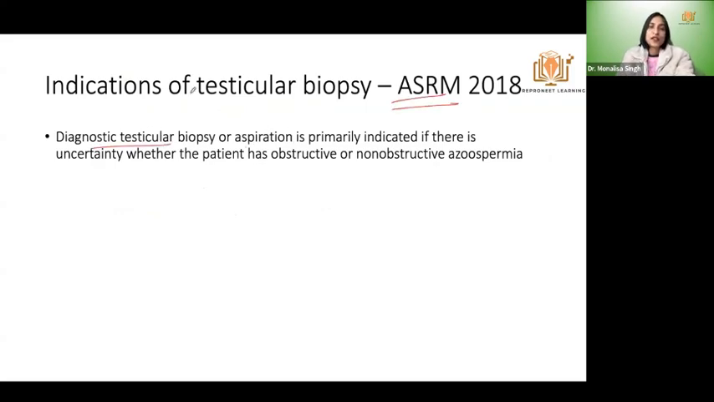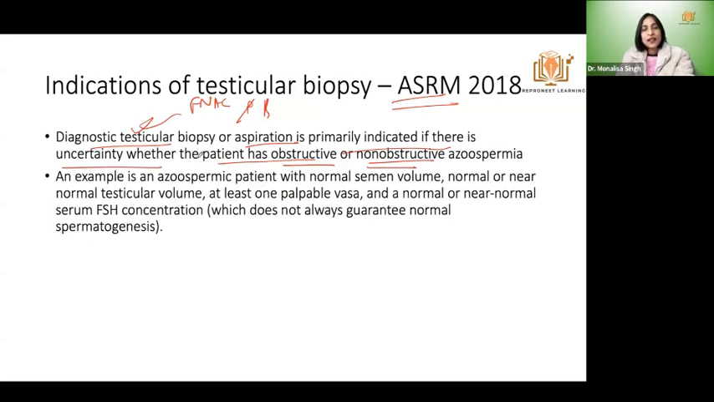Diagnostic biopsy or aspiration, FNAC or biopsy, is primarily indicated if there is uncertainty whether the patient has obstructive or non-obstructive azoospermia. So which is the diagnostic test between obstructive and non-obstructive? It is testicular biopsy. But this is an example. Normal semen volume is there. Normal or near normal testicular volume is there. Vas deferens is there. So it doesn't look outrightly obstructive and it is not outrightly testicular failure. We don't know what it is.